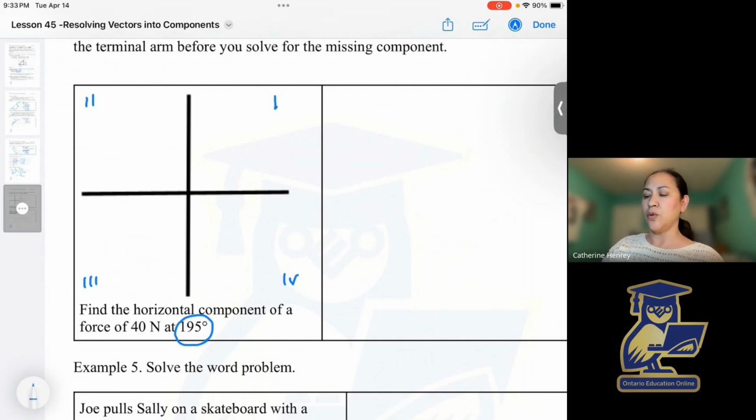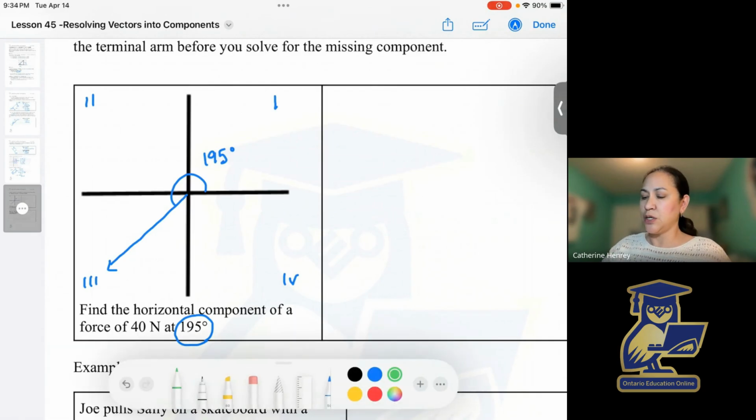Well, we know that the first quadrant goes from 0 to 90, the second one goes from 90 to 180, 180 to 270, and 270 to 360 in the fourth. So 195 degrees will fall somewhere in this third quadrant. So my full angle here, from here to here, is 195 degrees. What this does is helps us find our reference angle. Let me change colors. Our reference angle is the angle from the x-axis.